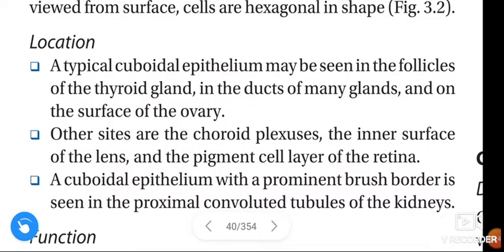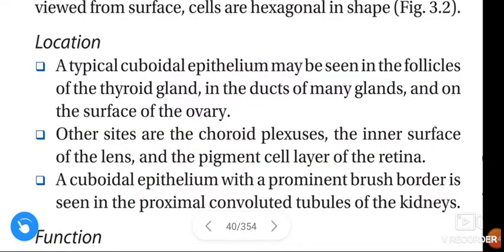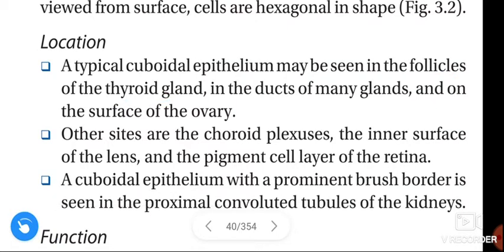Next, location of simple cuboidal epithelium. A typical cuboidal epithelium may be seen in follicles of the thyroid gland, in the ducts of many glands, and on the surface of the ovary. Other sites are the choroid plexus, the inner surface of the lens, and the pigment layer of the retina. A cuboidal epithelium with a prominent brush border is seen in the proximal convoluted tubule of the kidneys.